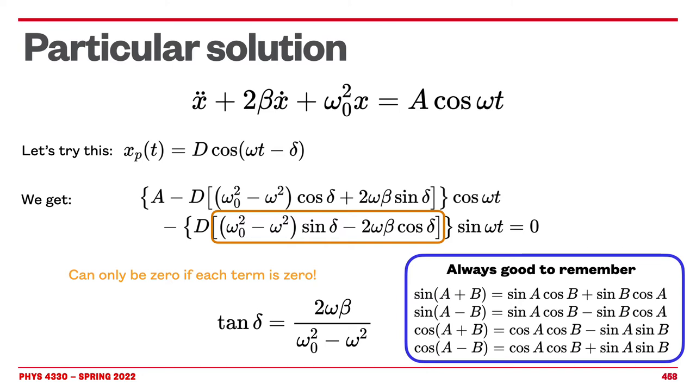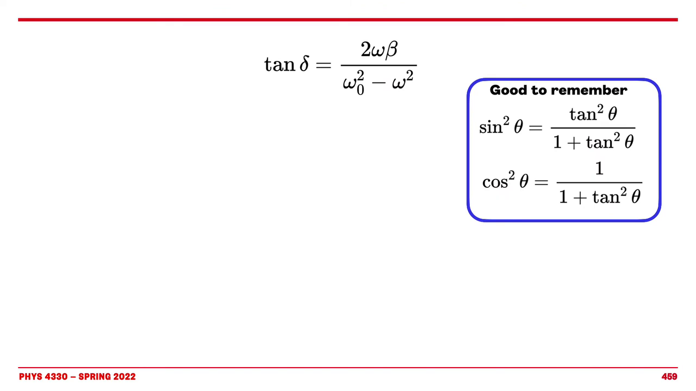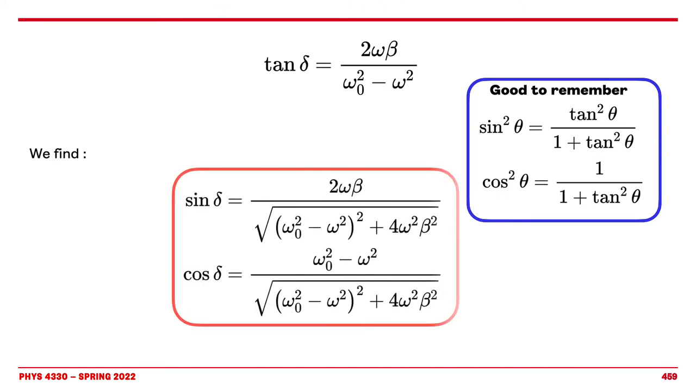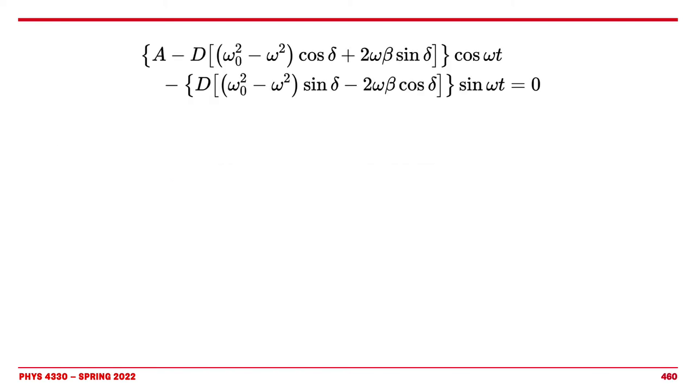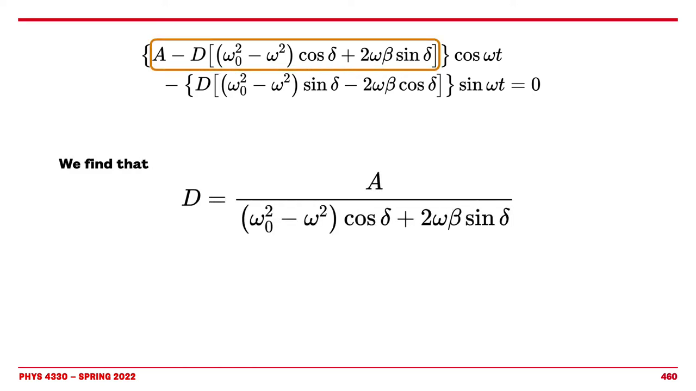Now, we have this solution. Again, it's a good idea to remember some trigonometry, and that allows us to calculate sine delta and cosine delta. This is pretty elementary from trigonometry. Okay, so we had this equation that has to be equal to zero. We already focused on the second part. Now let's look at the first part. So we want this to be equal to zero, and that allows me to find the value of D as a function of A.